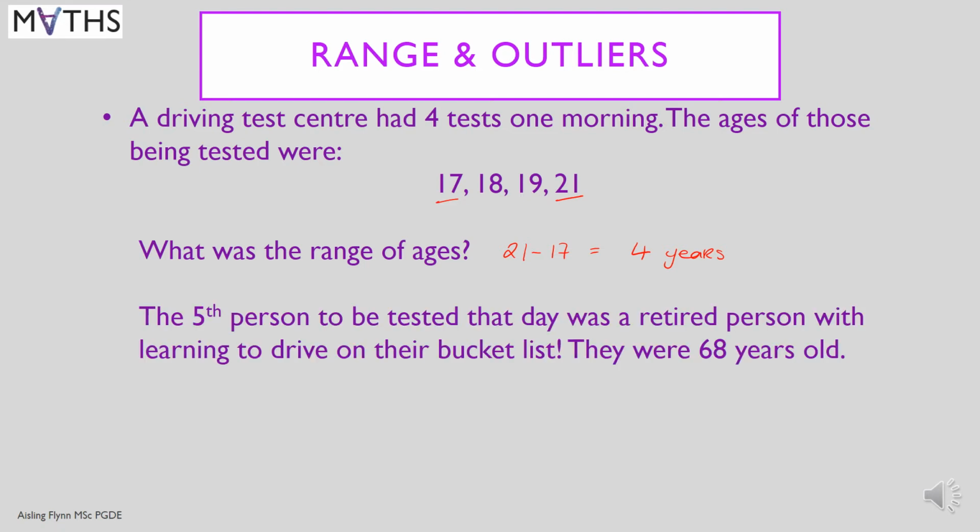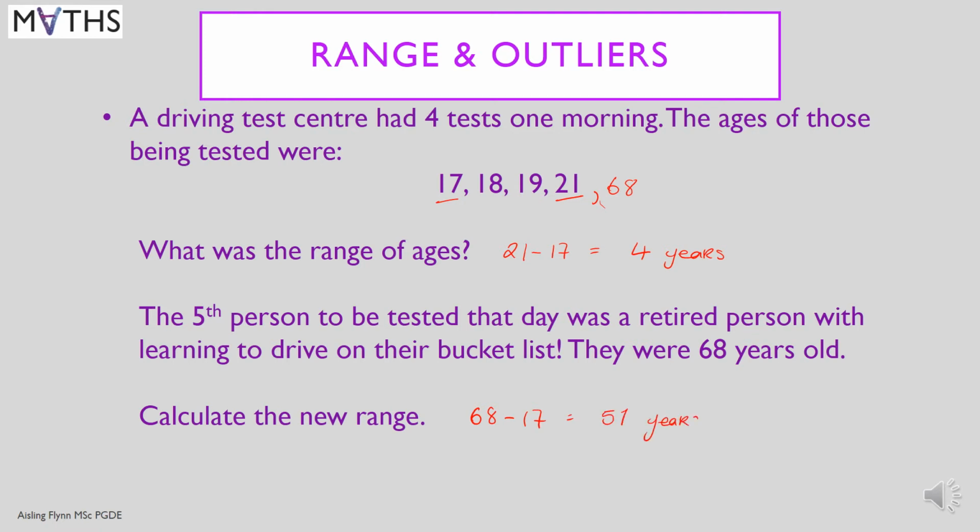Now the 5th person to be tested that day was a retired person with learning to drive on their bucket list, so they hadn't learned before now, and they were 68 years old. So calculate the new range. We have a new highest value, which is now 68. So 68 minus 17, and we get a range of 51 years.